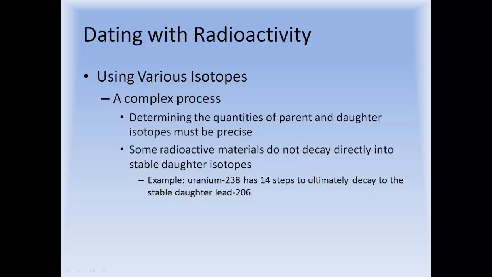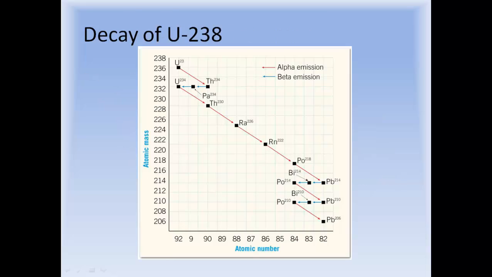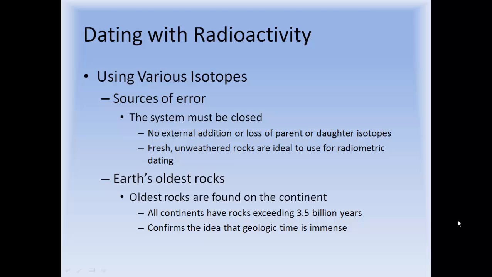Determining the quantity of parent and daughter isotopes must be precise. Some radioactive materials do not decay directly to their stable daughter isotopes. For example, uranium-238 has 14 steps until it ultimately becomes lead-206. Uranium-238 can become thorium-234, then uranium-234, and so on and so forth, until it eventually becomes lead-206.